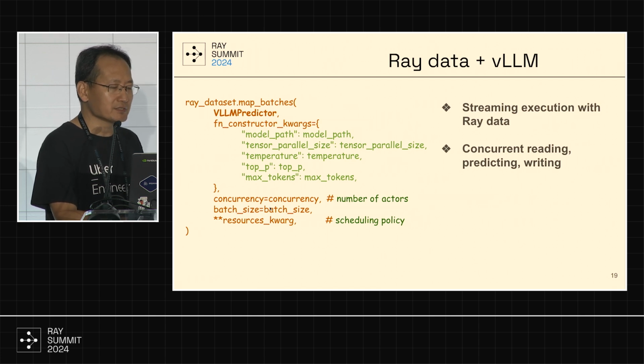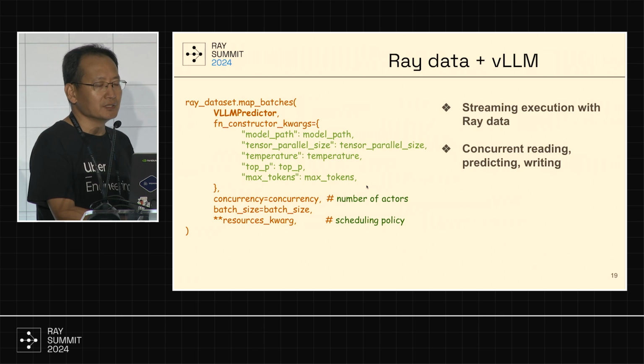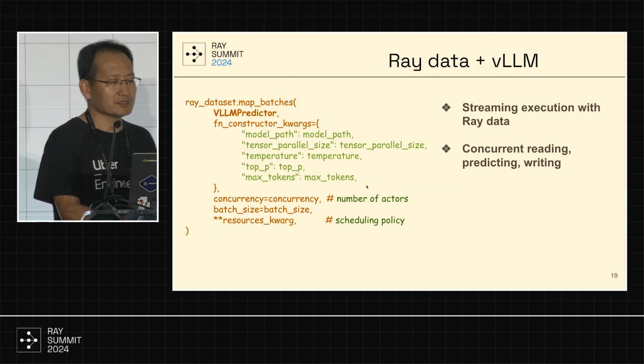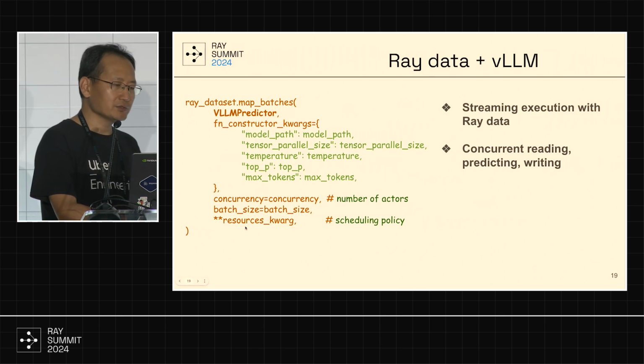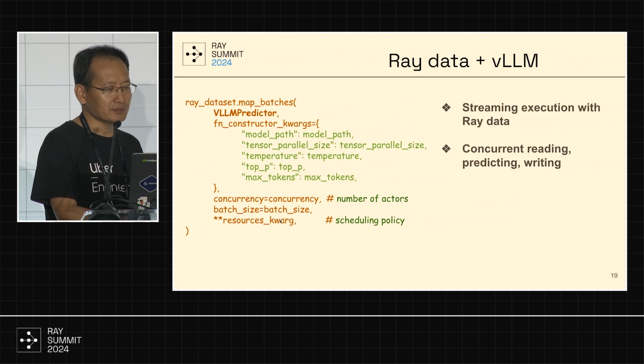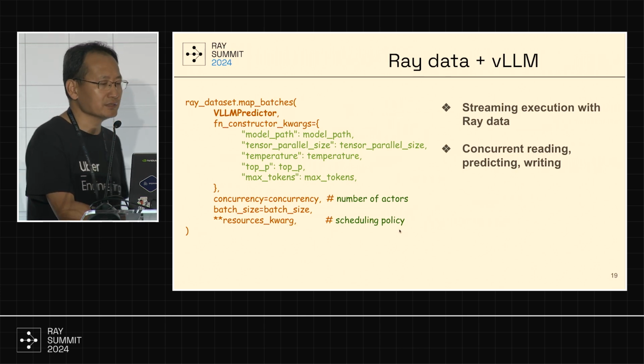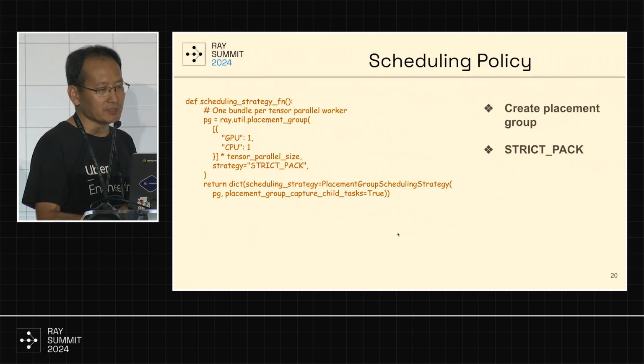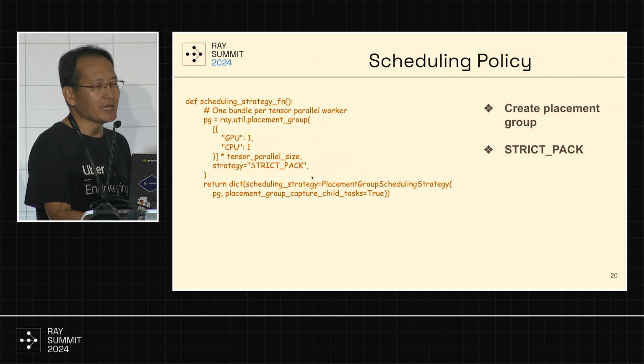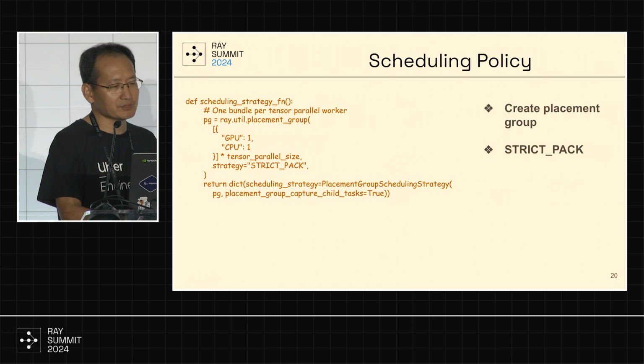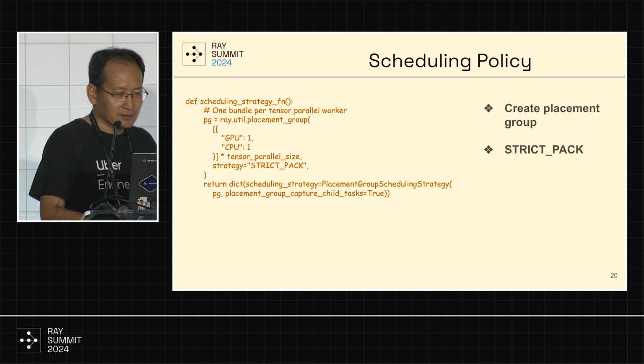With the batch size you can specify, the streaming is going to split your data into chunks to pass to the reactor. They also let you set a resource, which can be used to set your scheduling policy. We use a strict pack, which I think vLLM prefers. Basically, you can pack your actors among each of the nodes you specified.